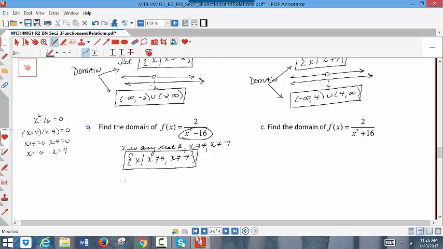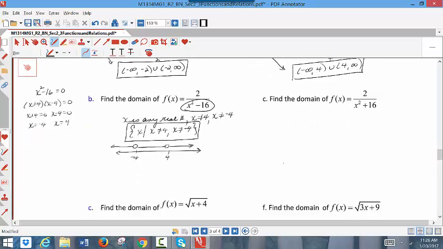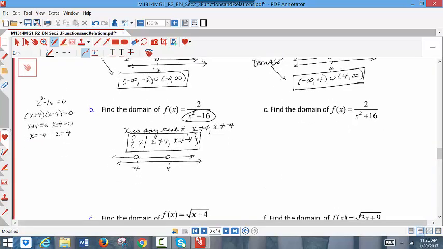Now before I write it as an interval, again I'm going to just quickly graph this for you because it makes it a little easier. I'm going to be leaving out negative 4 and positive 4. That represents all of these x values in this domain. How do I write this as an interval?